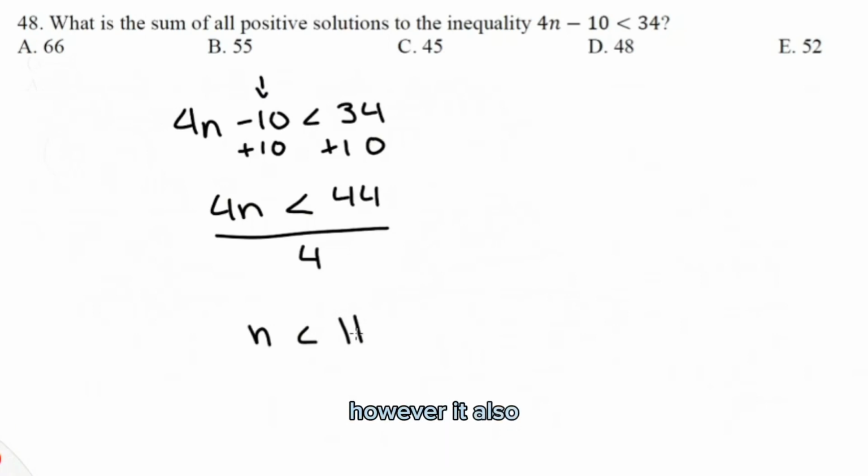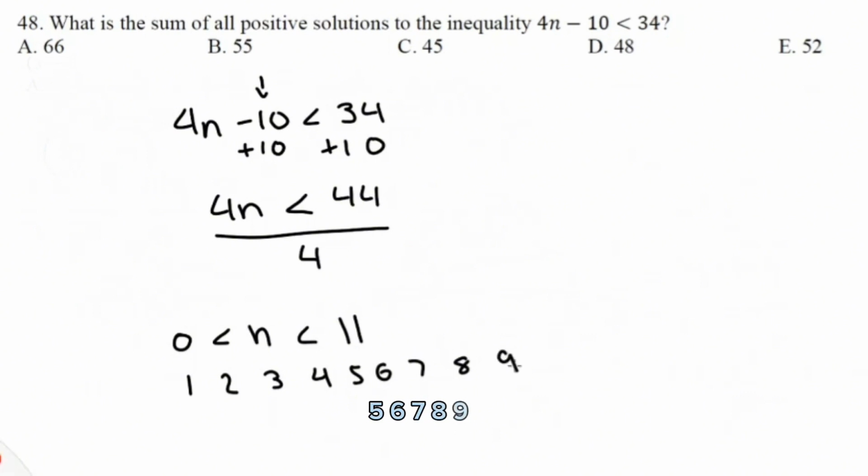However, it also says that it has to be a positive solution. So that means if it has to be a positive solution, n has to be greater than 0. Which means the only numbers that fit this criteria are 1, 2, 3, 4, 5, 6, 7, 8, 9, 10, 11. So let's add them.